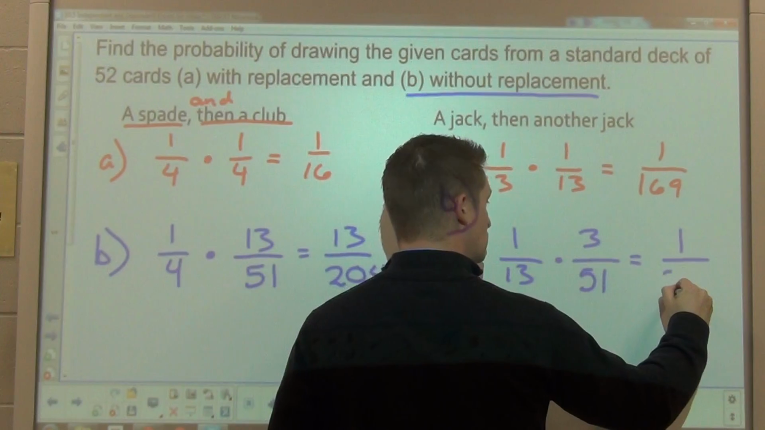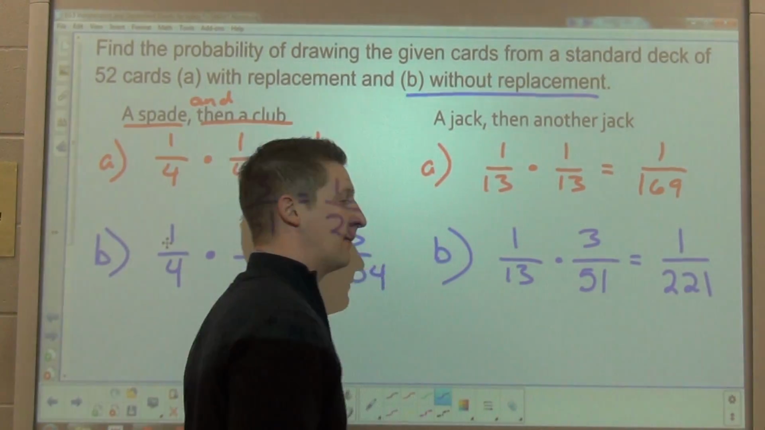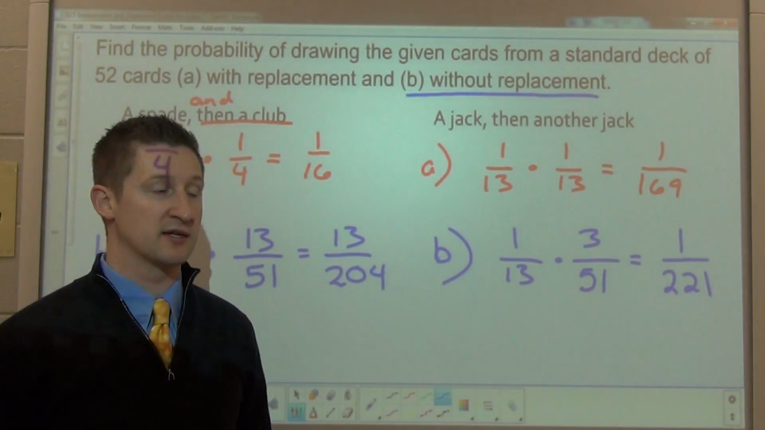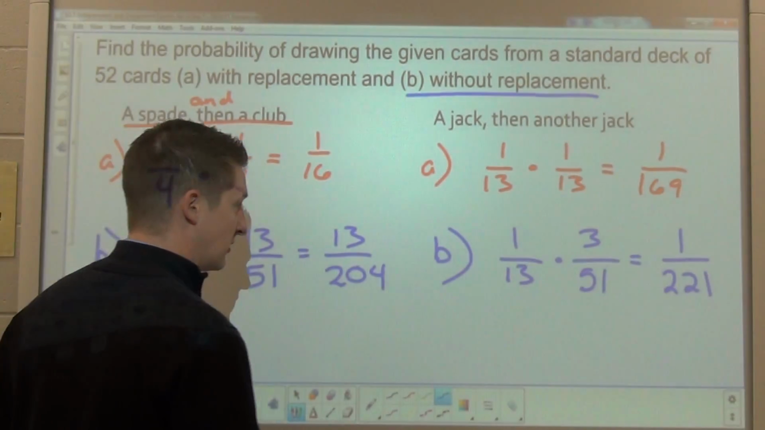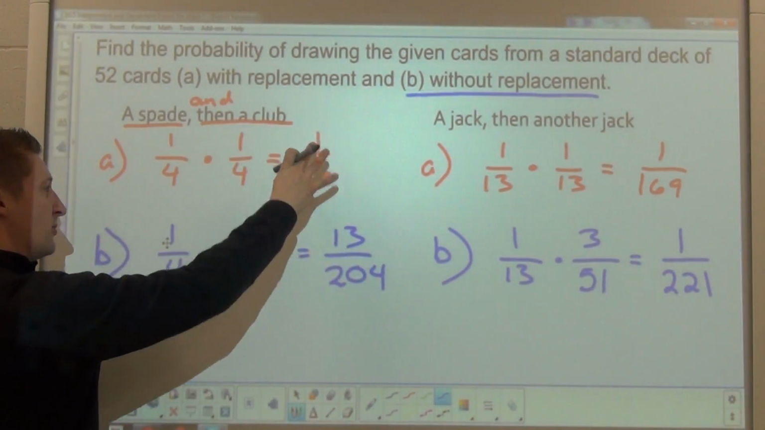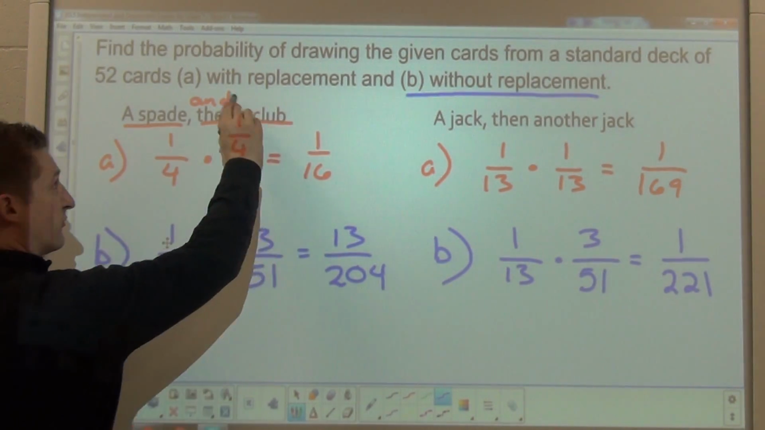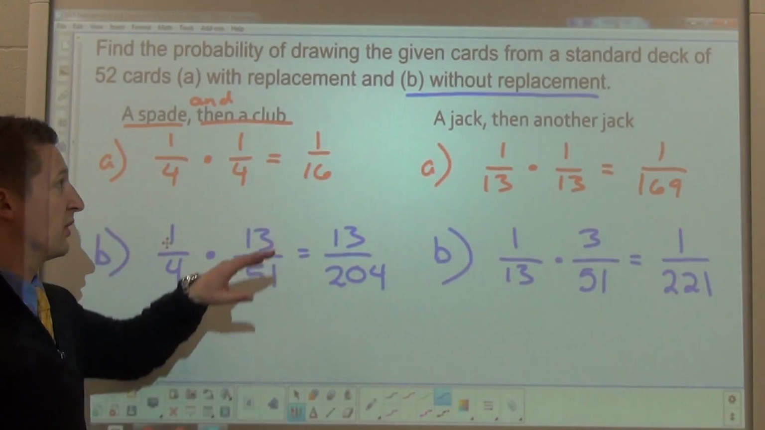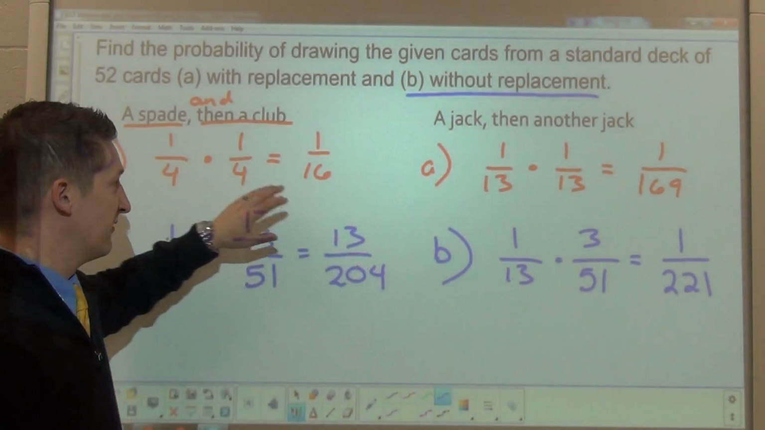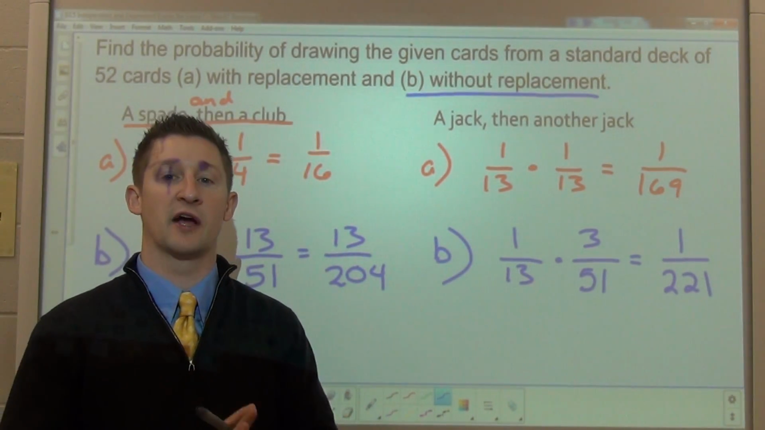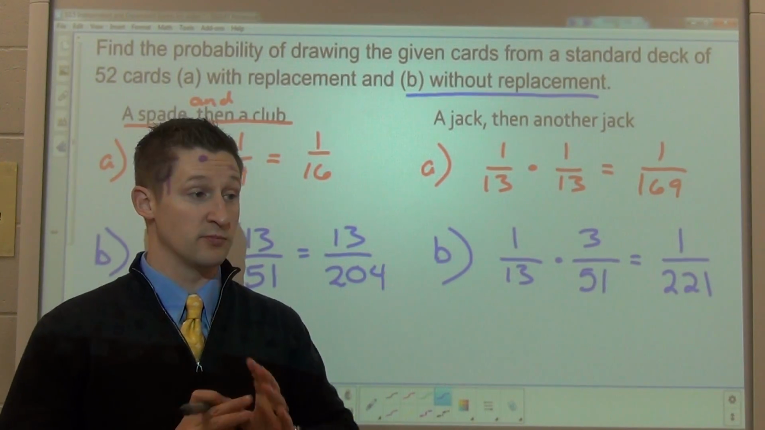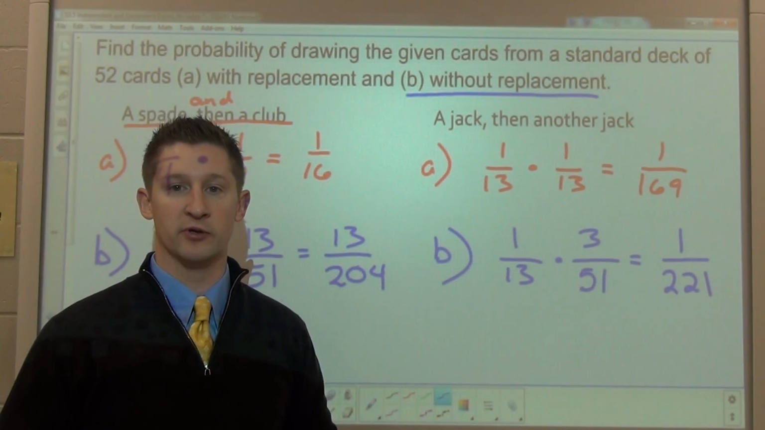1 out of 221 is now the probability of drawing 2 jacks if I'm not replacing cards in the deck. So you'll notice that our probability is different based on if we're replacing or we're not replacing. When I replace the card in the deck, my events are still independent of each other. What I drew the first time doesn't affect the second time because I put the card back. It's right back to the same probability no matter what.